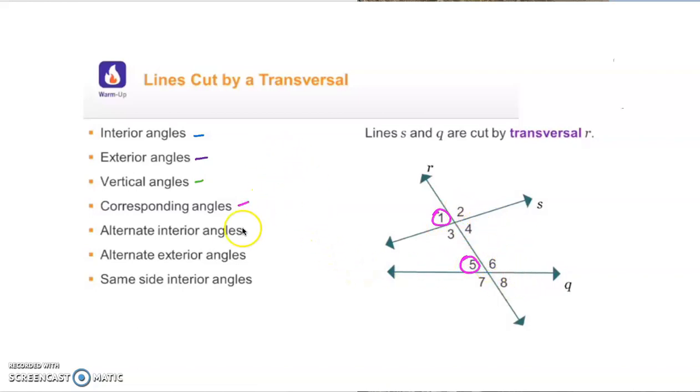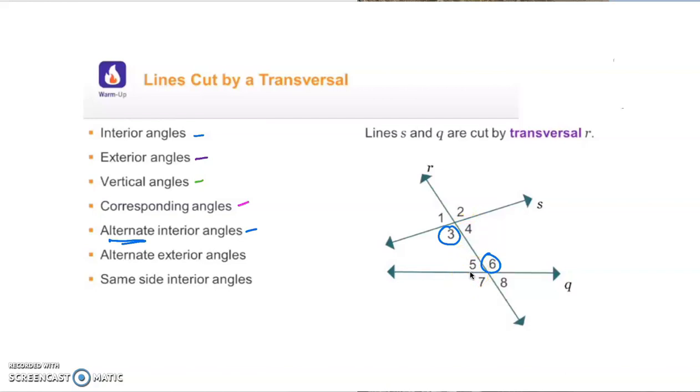Now we get a little bit more specific about our interior and exterior angles. First we just talked about interior angles. Now we're going to talk about alternate interior angles. Alternate means opposite sides. If 3, 4, 5, and 6 are our interior angles, then 3 and 6 are on opposite sides of the transversal, or alternate sides. So those are alternate interior angles. Same thing with 4 and 5. They are alternate interior angles to each other.